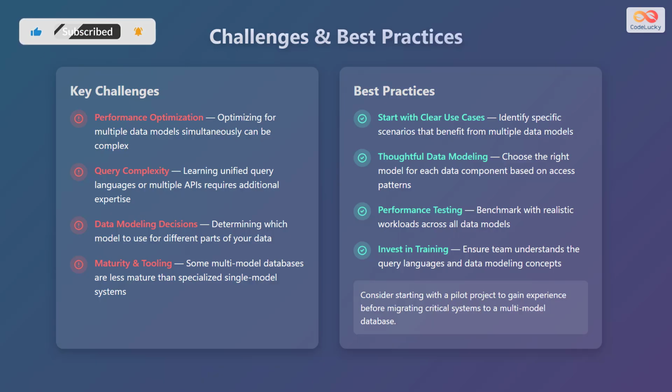Now let's discuss some best practices. Start with clear use cases. Identify specific scenarios that benefit from multiple data models. Also have thoughtful data modeling. Choose the right model for each data component based on access patterns. Also ensure performance testing. Benchmark with realistic workloads across all data models. Finally, invest in training. Ensure your team understands the query languages and data modeling concepts. Consider starting with a pilot project to gain experience before migrating critical systems to a multi-model database.